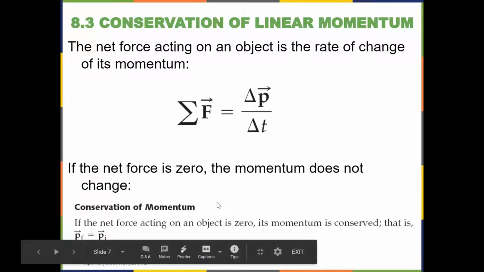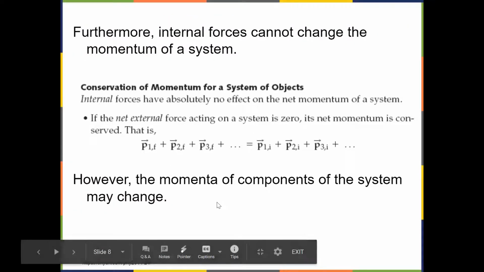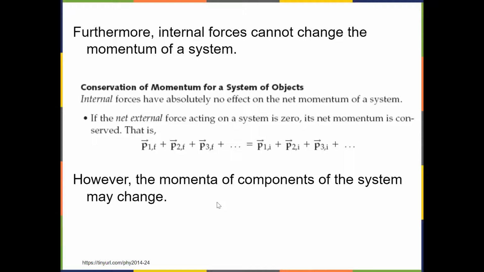Okay. Now, if you have a system of several objects, and the external forces add up to be zero, then internal forces will cancel out each other, so the momentum will be conserved. Okay. In that case, the summation of the momenta from each of the objects will be equal. Final will be equal to initial. Okay.